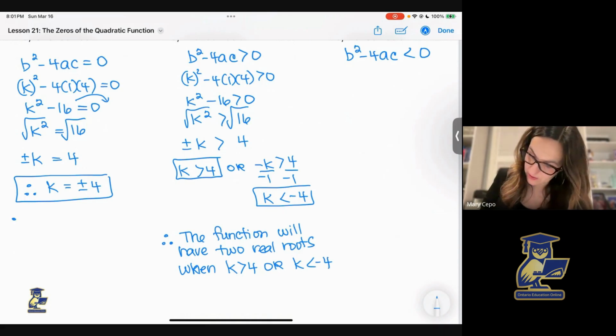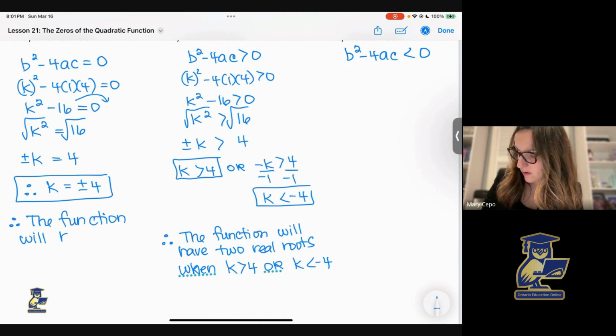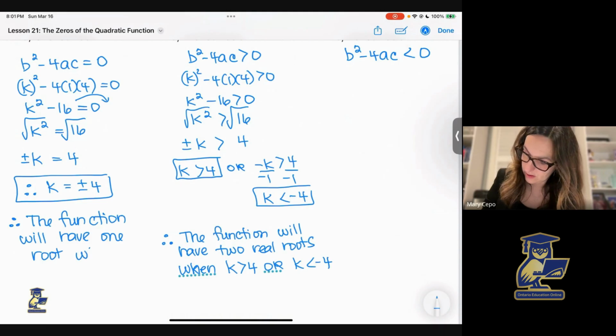And likewise, in the first, I forgot their first statement, but therefore the function will have one root when k is equal to positive 4 or k is equal to negative 4.